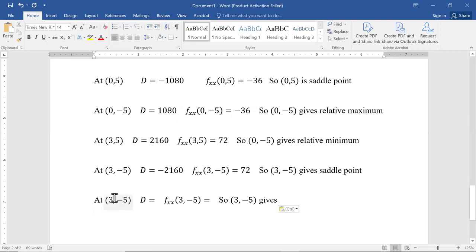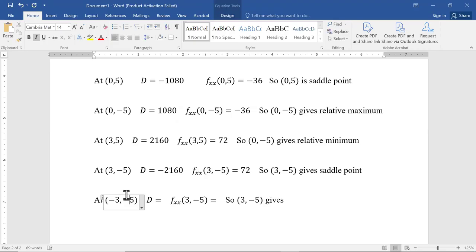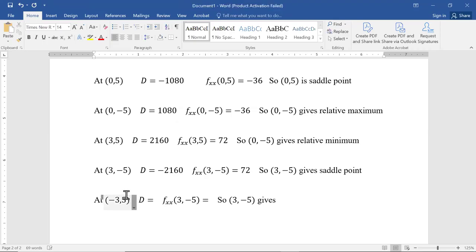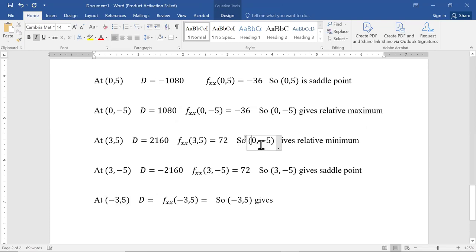Now let's look at the -3, and we'll do -3 comma +5 first. So -3, +5. Whoops, I miswrote that too. At 3, +5 there. All right. So yeah, I miswrote that.